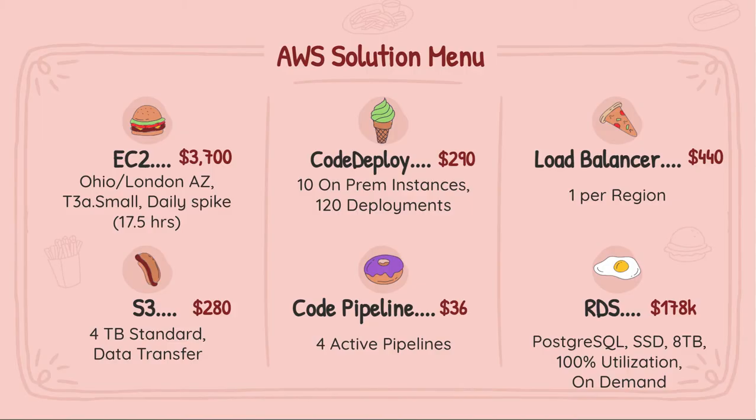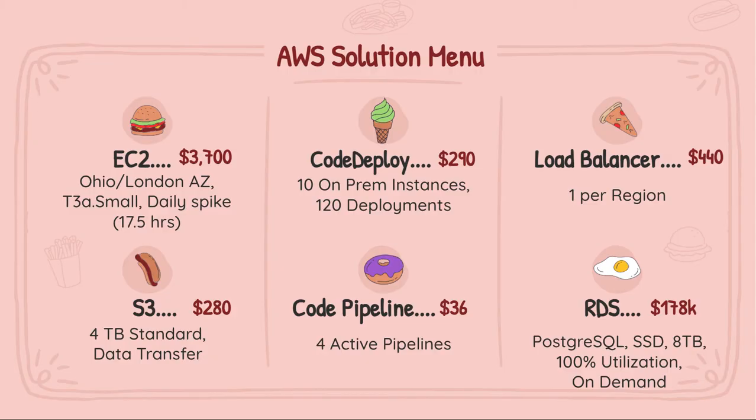We are using the Ohio and London availability zones, a T3A small EC2 instance. One of the benefits to using an instance of this type is that it has burstability. So we're able to have short and quick bursts of power from the instance, as opposed to having a very heavy computational machine. We're using a daily spike accounting for 17.5 hours of use, because we know that our users will be asleep for a good portion of the day as well.